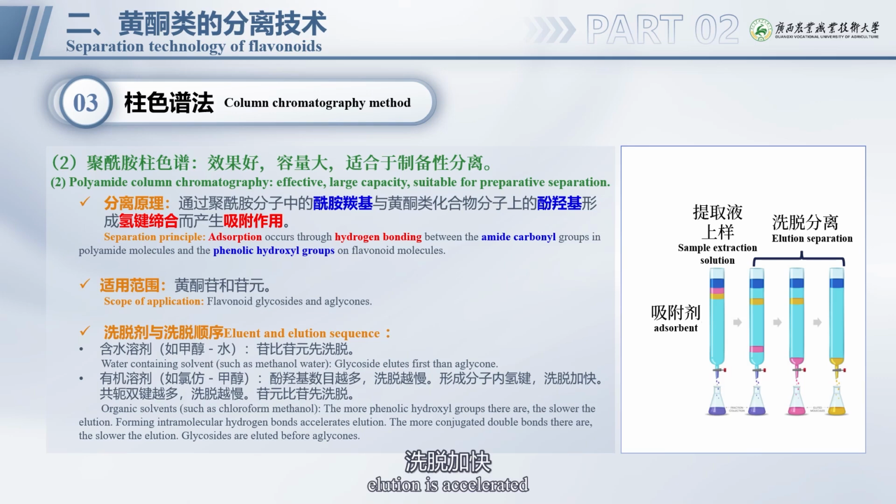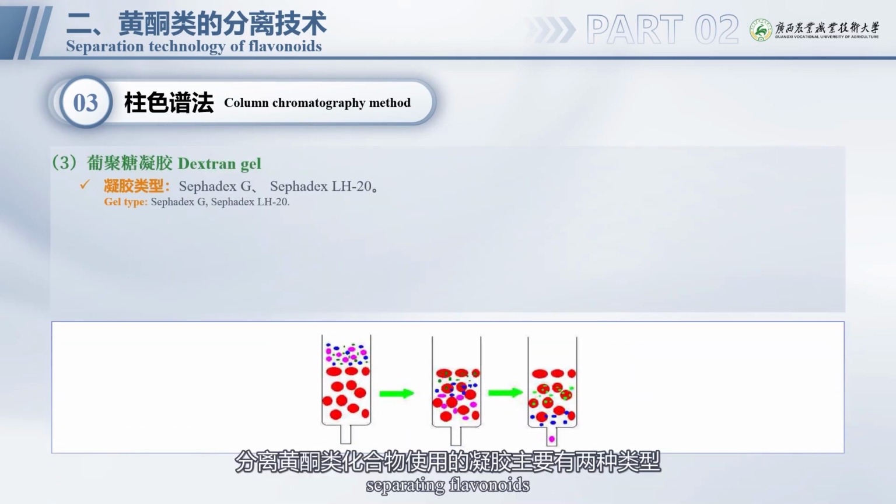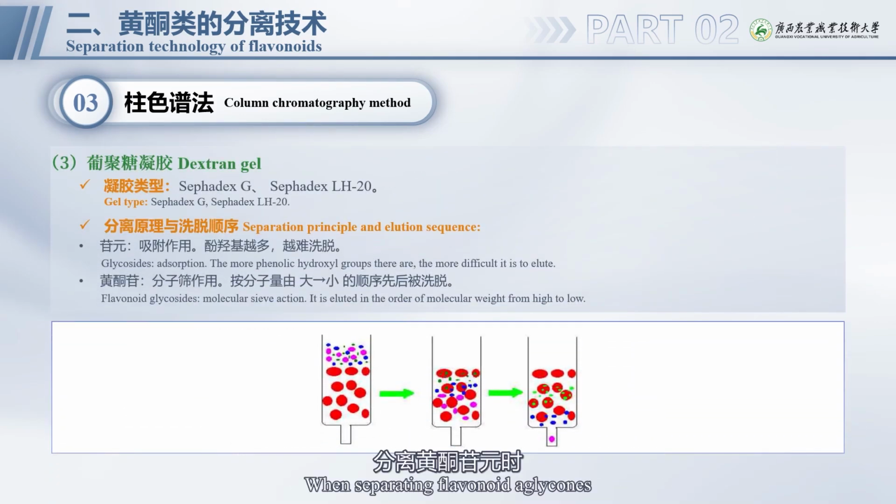Elution is accelerated. Compounds with more conjugated double bonds elute more slowly. Aglycones elute before glycosides. There are two main types of gels used for separating flavonoids. When separating flavonoid aglycones, adsorption is the primary mechanism. The more phenolic hydroxyl groups there are, the more difficult the elution.